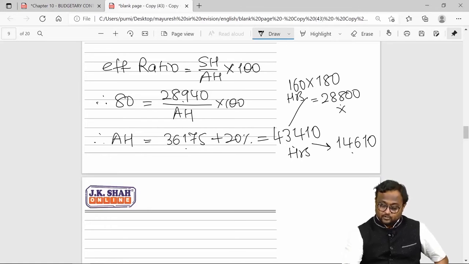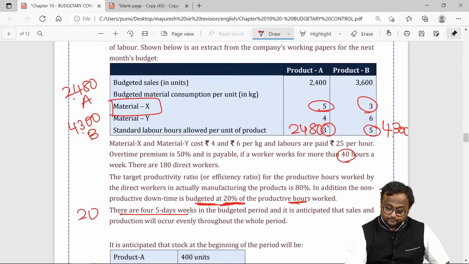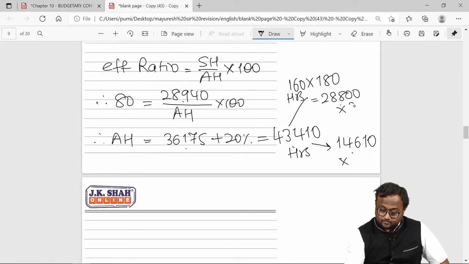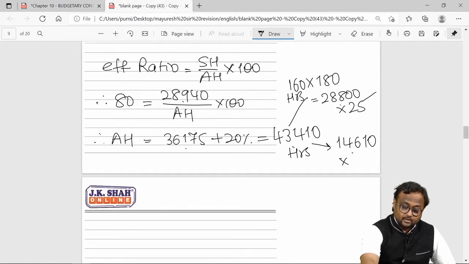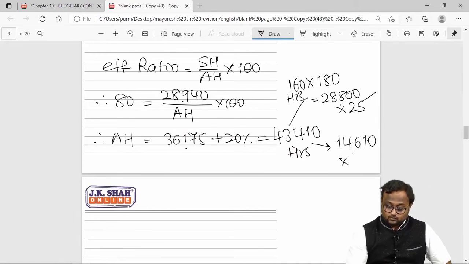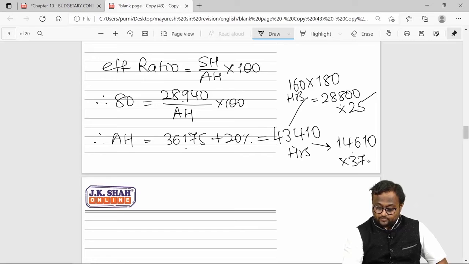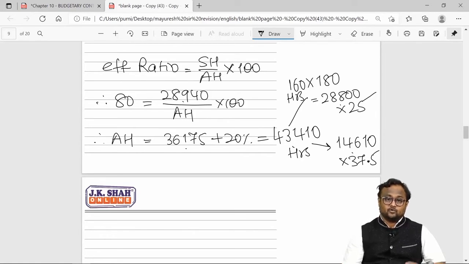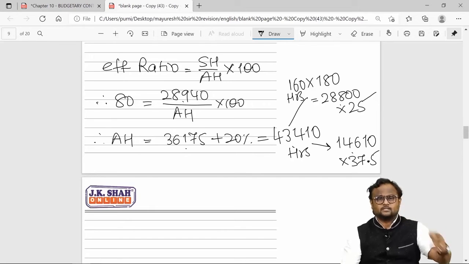And 14,610 will be paid at a premium. Your hourly rate is 25, so this will be paid at 25. Overtime is paid 50% premium pay, so 37.5 will be paid for overtime, and that's how you are going to get the labor cost. It's that simple.